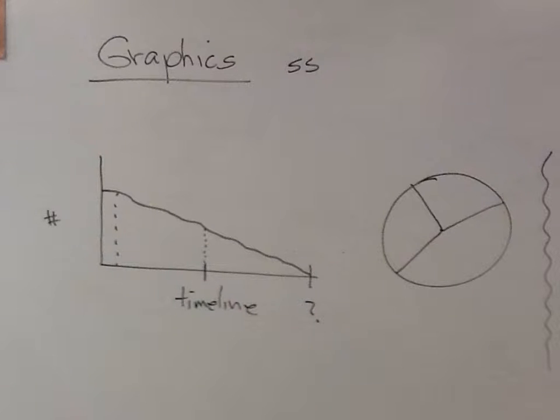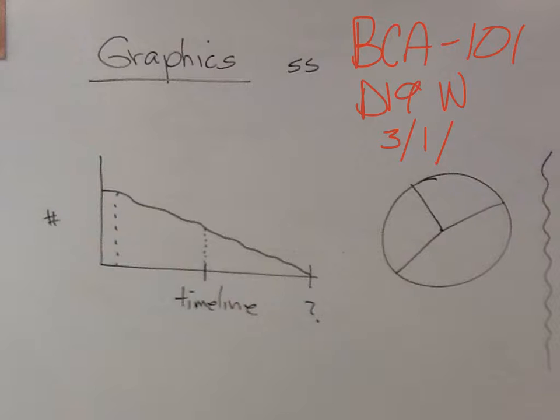All right, here we go. BCA 101, day 19, Wednesday. And that would be March 1st. In like a lamb, out like a lion, I don't even remember.